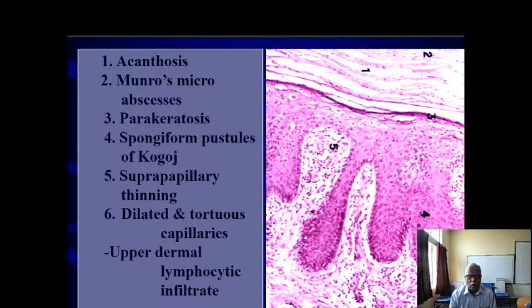Papillary. Then there are dilated and tortuous capillaries. In the superficial dermis, you can see dilated capillaries, and there is an accumulation of lymphocytic infiltrates around the vessels.